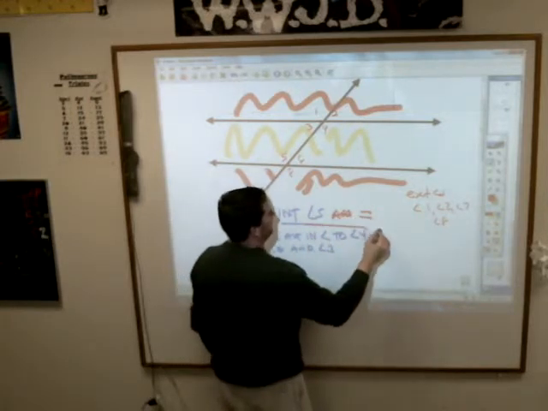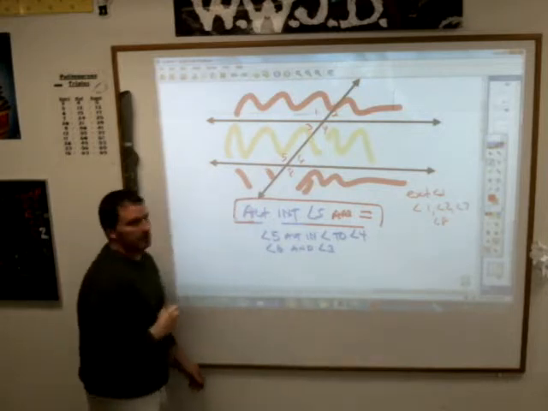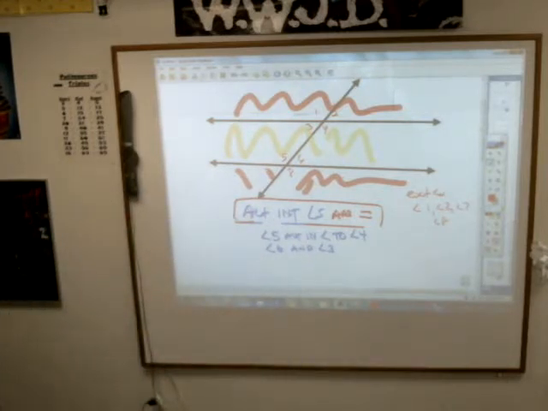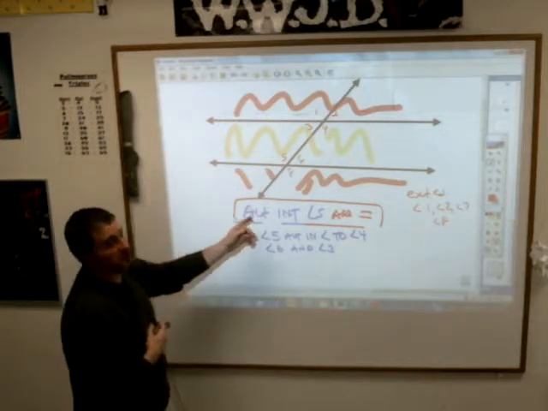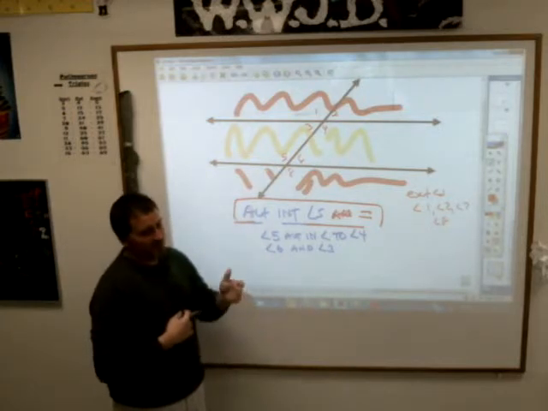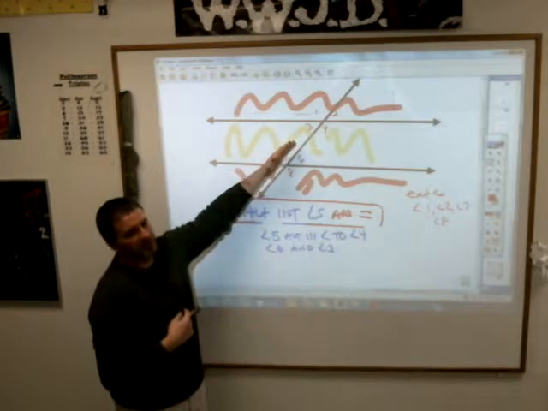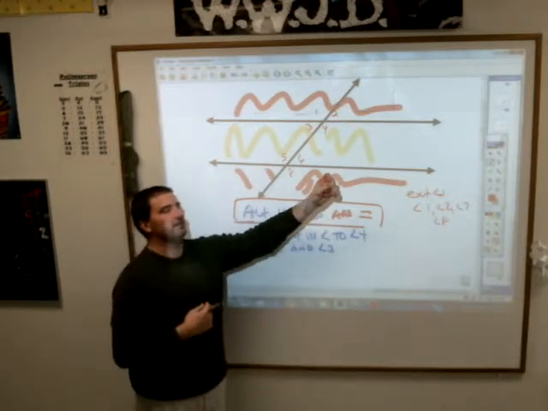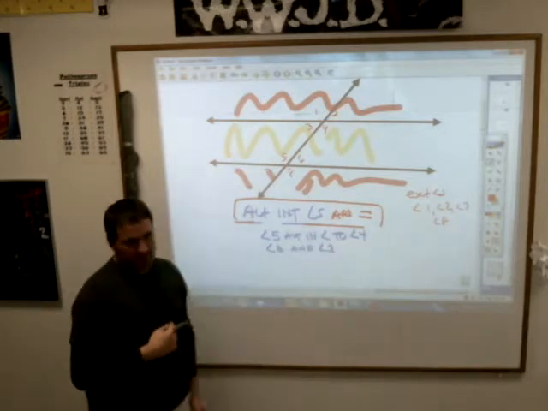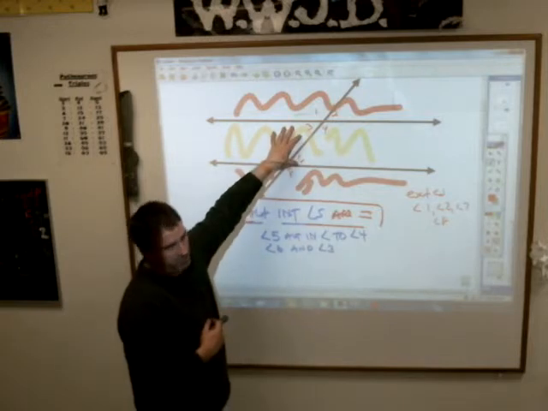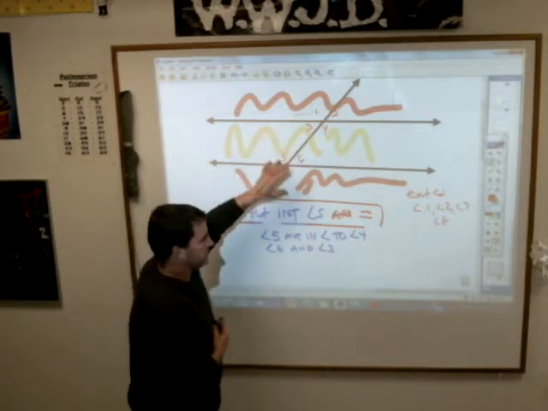That's an important thing to remember because it's going to say, if two parallel lines are cut by a transversal, then alternate interior angles are equal. Just like if two parallel lines are cut by a transversal, corresponding angles are equal. Alternate interior angles are equal.